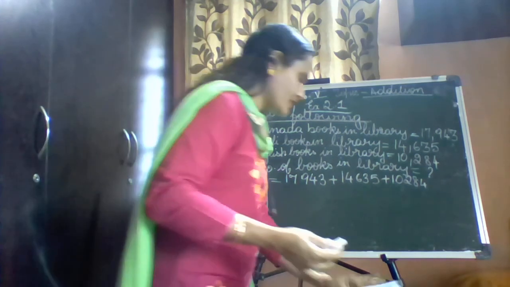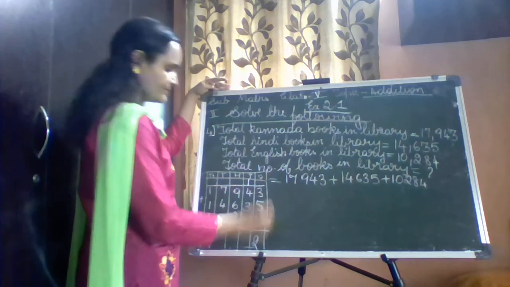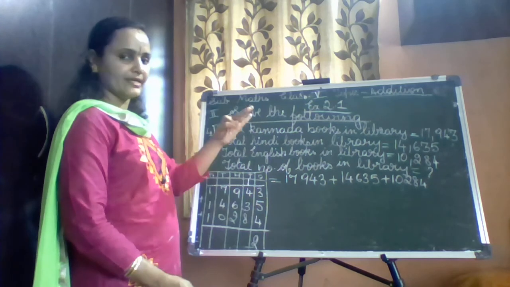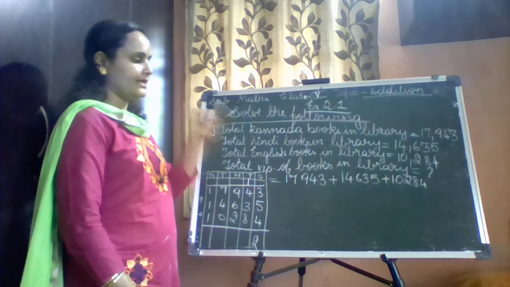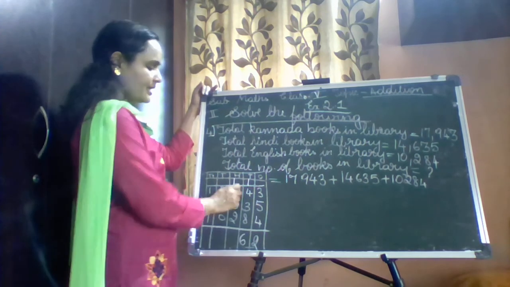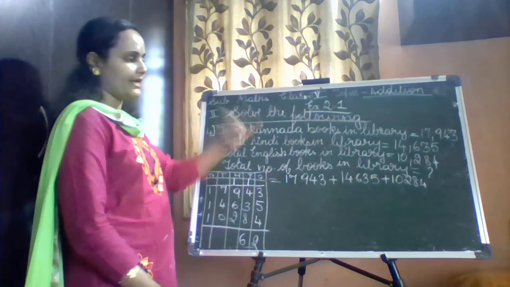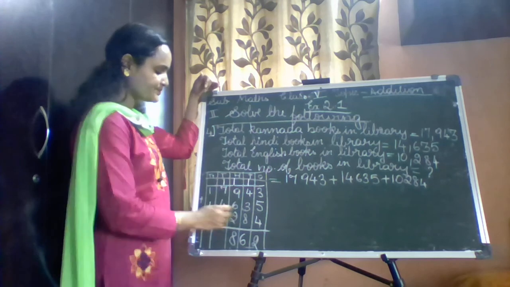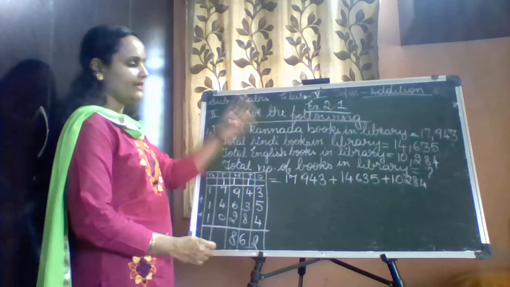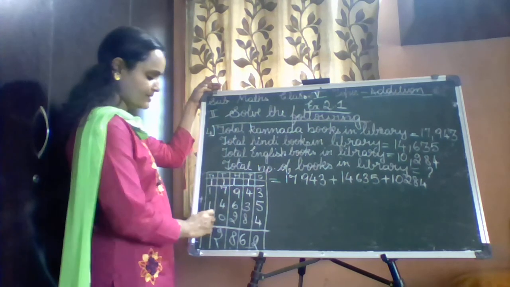Now add all. 5 plus 3, 5, 6, 7, 8. 8 plus 4, 12. So 12, 1 carry 2 down. 4 plus 1 is 5. 5 plus 3, 6, 7, 8. Again 8 plus 8, 16. So 1 carry 6 down. 9 plus 1 is 10. 10 plus 6 is 16. 16 plus 2, 17 and 18. 1 carry 8 down. 7 plus 1 is 8. 8 plus 4, 9, 10, 11, 12. 1 carry 2 down. 1 plus 1, 2. 2 plus 1, 3. 3 plus 1 is 4.